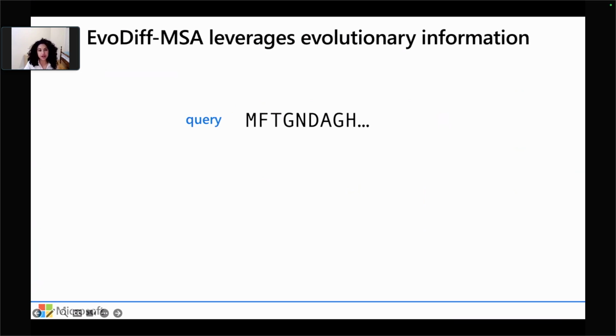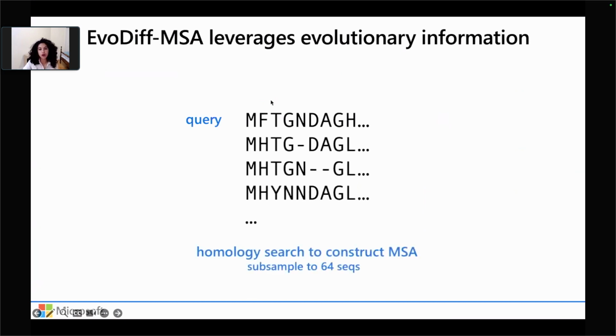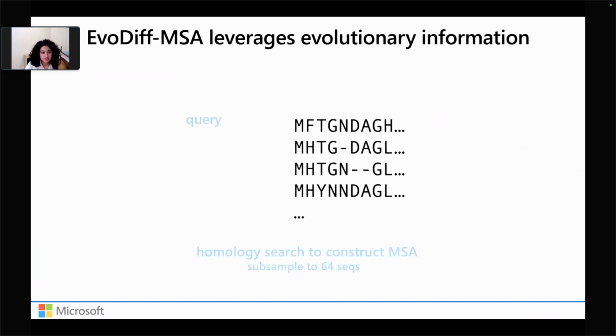And to do that, we constructed a model that we call EvoDiff MSA, where we can take a single protein sequence that we call a query sequence, and perform a homology search using a tool like BLAST or using other tools and data sets out there to now construct an alignment, an MSA, of multiple evolutionarily related sequences related to that reference query sequence.